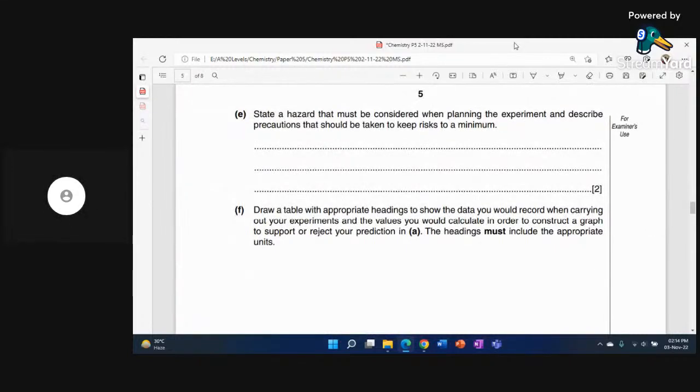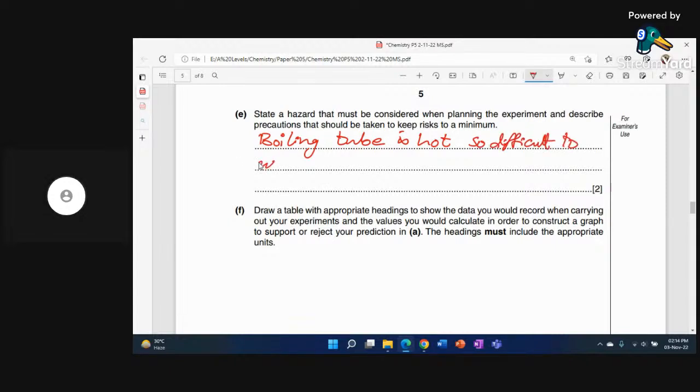Moving on to the next part of the question, it states: state a hazard that must be considered when planning an experiment and describe precautions that should be taken to minimise the risk. You can write that the boiling tube is hot, so difficult to use with bare hands. So use tongs.